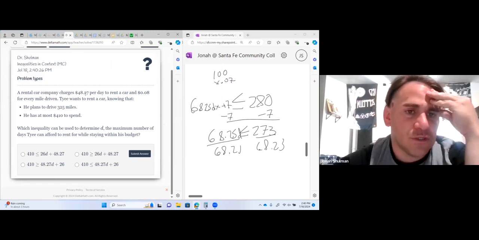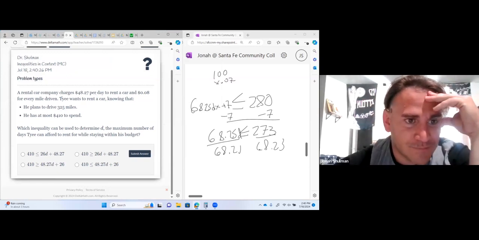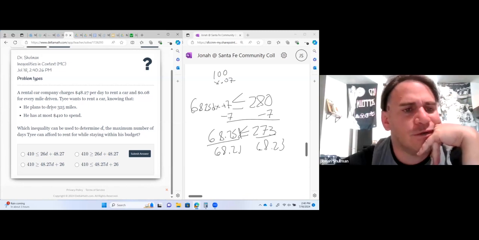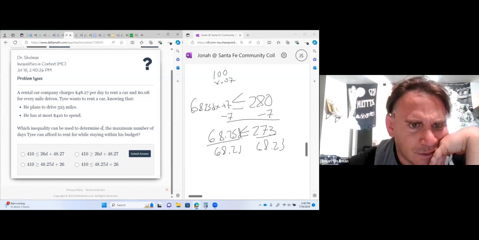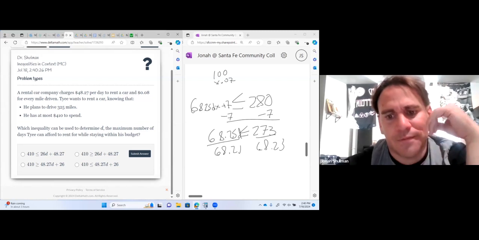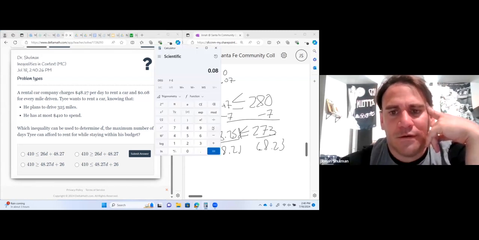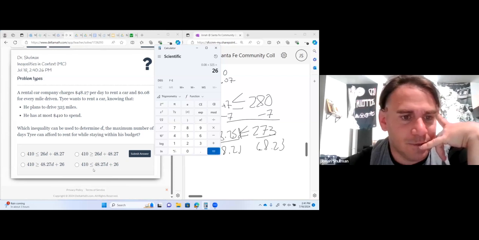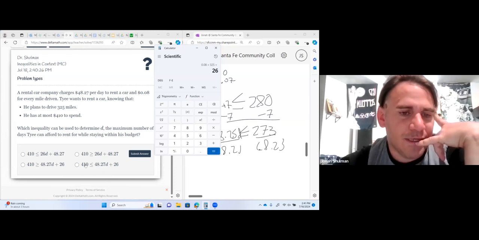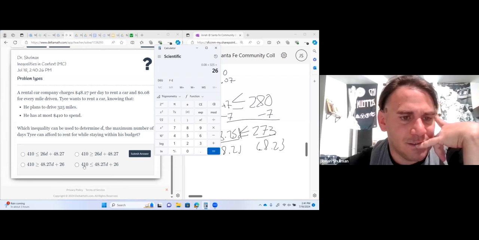A rental car company charges $48.27 a day plus $0.08 for every mile driven. Tyree wants to rent a car, knowing that he plans to drive 325 miles. What is the maximum number of days? So we just need to do 0.08 times 325. So we know it's got to be plus 26, right? Whatever we want is plus 26. And we can't go over the 410. So it's got to be between these two.